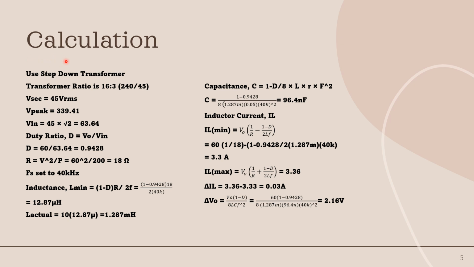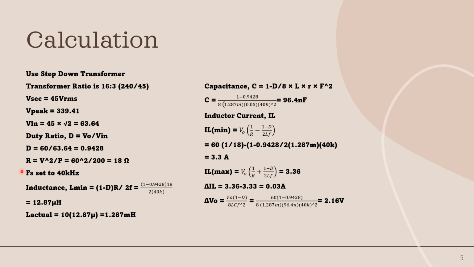So for hand calculation, we know that we use a step down transformer. The transformer ratio is 16 to 3, that is 240/45. So we know that V secondary is going to be 45 VRMS, and V peak for primary is 339.4141. So V in will be 45 times √2, that equals 63.64 volt. So we can calculate the duty ratio. So we get the duty ratio of 0.9428, and the resistor 18 ohm.